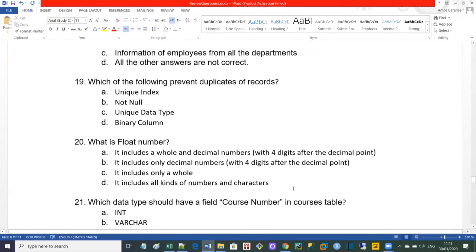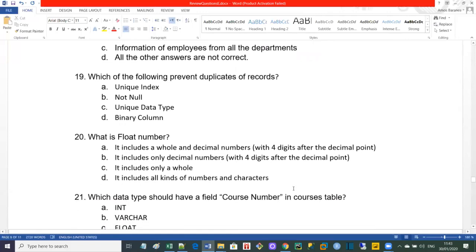Let's move to 19. Which of the following prevents duplicates of records? You already know that a primary key's role is to make sure that every record in the table is different from the other rows, okay? And that's why we have a different number. You could say, what about the table of inventory? I have a primary key for every item in the inventory table.